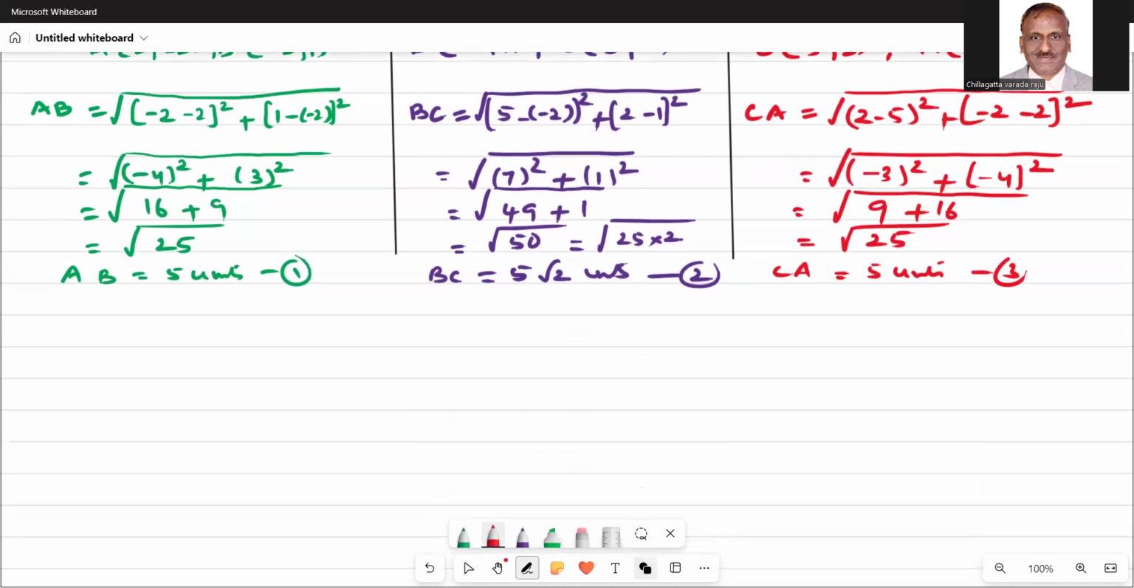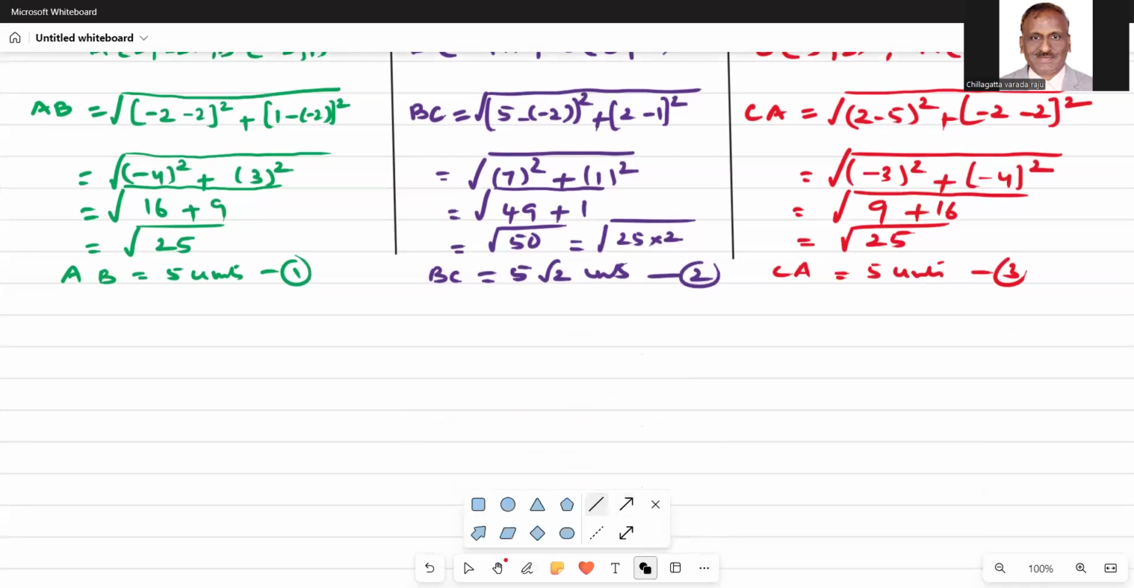In a right angle triangle, you know that the longest length is what? Hypotenuse only, no? Among these, 5 root 2 units and 5 units, which is the longest length? Longest length is 5 root 2 units only, no? So which length will become the hypotenuse here? BC will become the hypotenuse. So the length of BC is equal to 5 root 2 units.